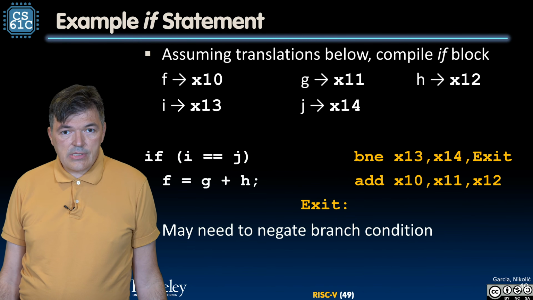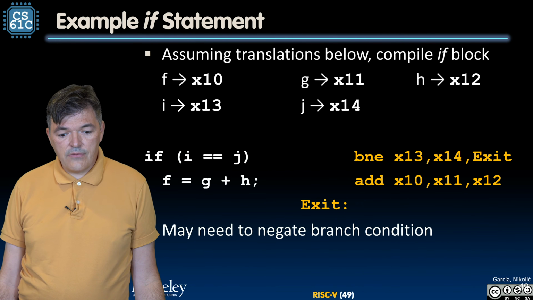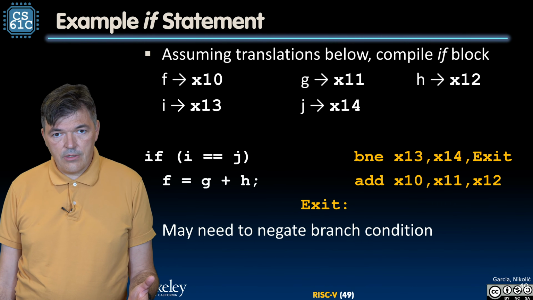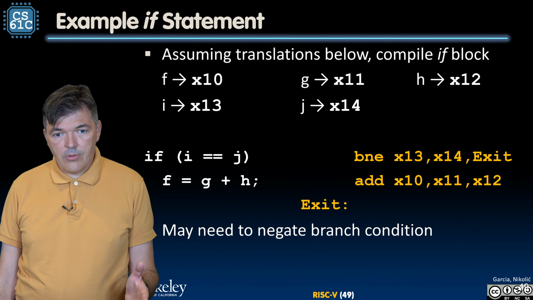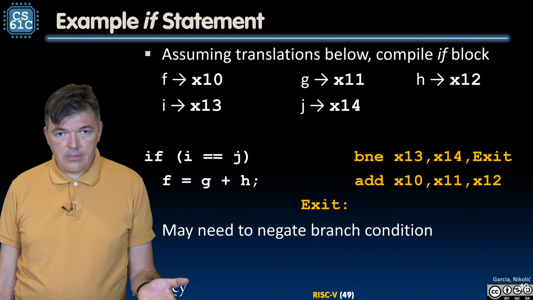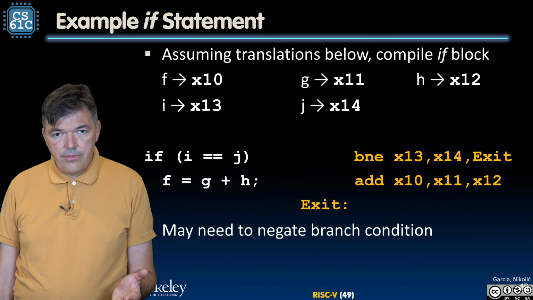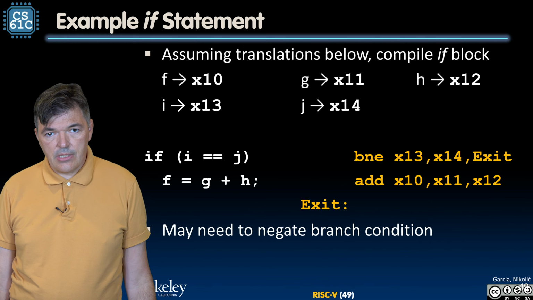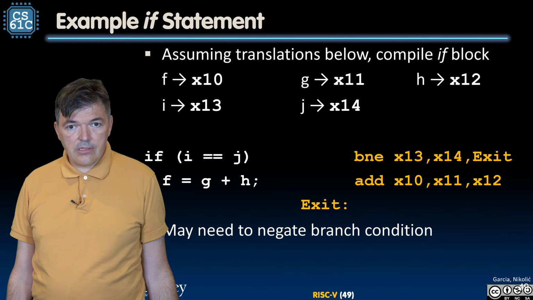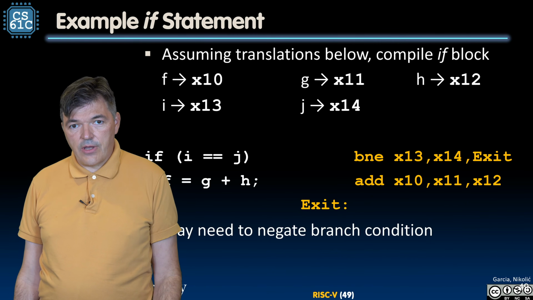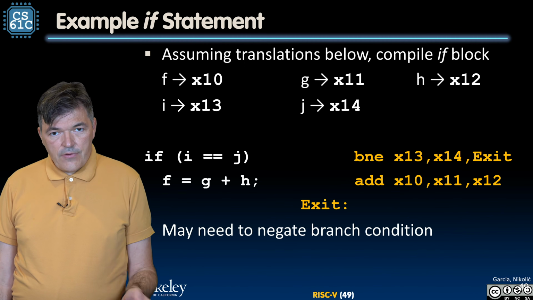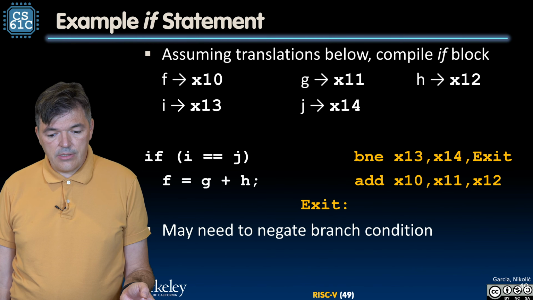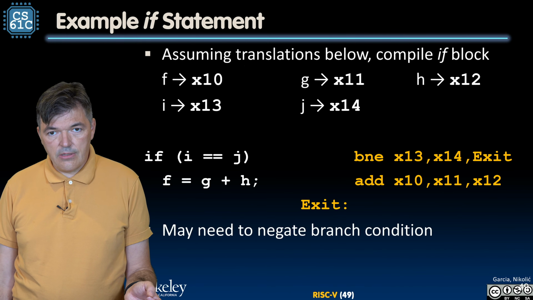Let's take a look at a couple of examples of how an if statement translates to RISC-V. So here is a piece of C code. If i equals j, which compares the values of i and j, then we should say that f equals g plus h. Let's see how that translates into RISC-V assembly. The first thing, we need to figure out if i and j are the same, and their contents are in the registers x13 and x14.